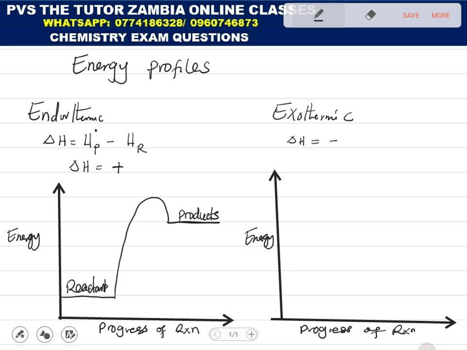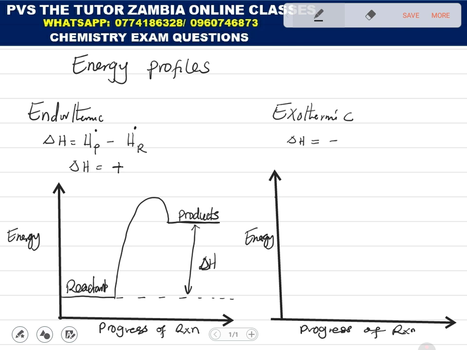Now, what else do we have to know? Where do we put delta H, the one we're calling the heat of reaction? The heat of reaction is the difference between the products and the reactants in terms of heat gained and heat lost. So that is the change in H, which is the change in heat. What about for the exothermic? For you to get the negative here, it means that the reactants are now higher than the products. That means you expect the reactants to be at a higher energy level as compared to the products.